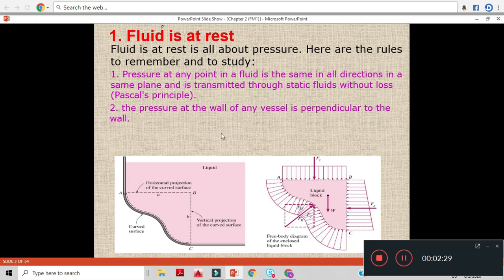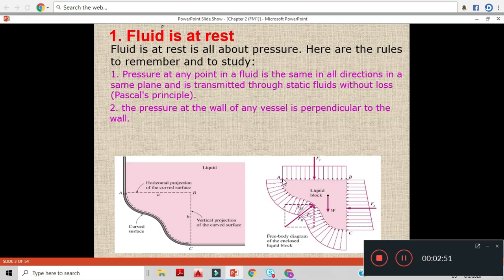So next, the pressure at the wall of any vessel is perpendicular to the wall. Here you can see an irregular surface which is holding a fluid. So if this is our surface, consider this is the surface. So we can see the pressure distribution on it.